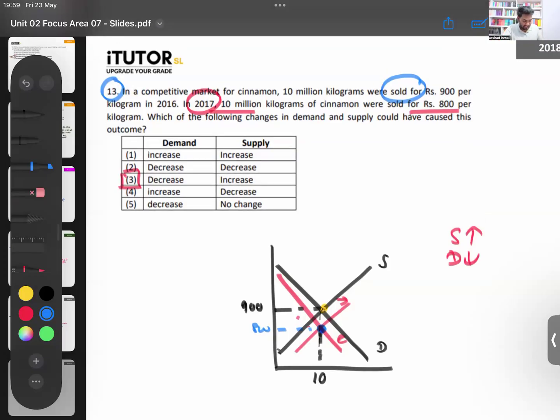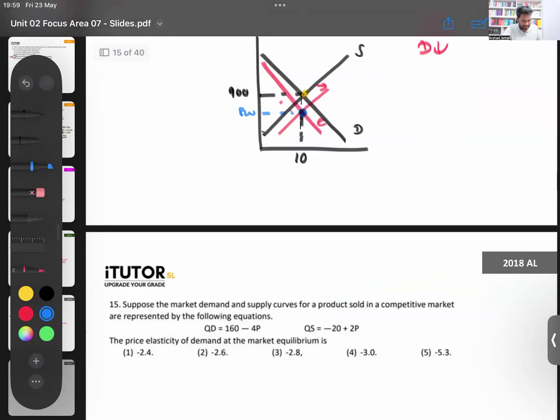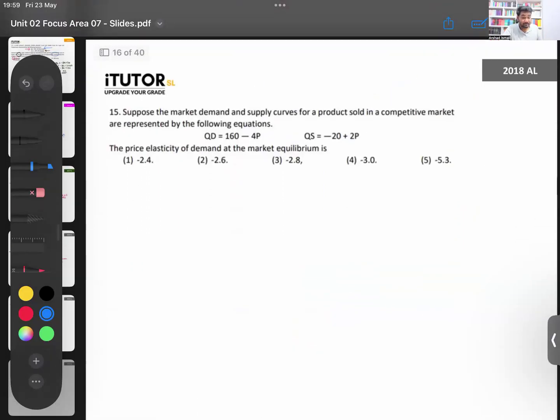Then they're asking the next part. 2018, question number 50. The question is saying, suppose the market demand and supply equations are given. The price elasticity of demand at market equilibrium. So first, can you find the equilibrium price and quantity before finding the PED? How much is your equilibrium price and quantity? That you all can do. Can you all give me the answer?